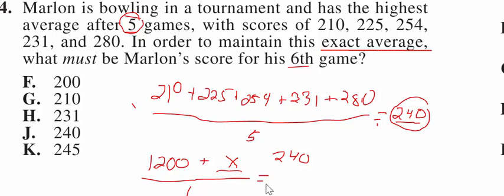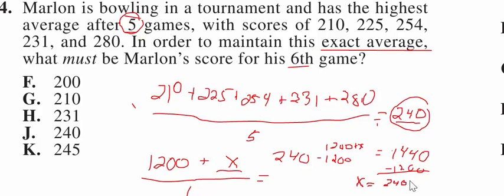Okay, so cross multiplying, running out of room here. Quickly, 240 times 6 is 1440. So then we've got 1200 plus x equals 1440. Subtract 1200 from both sides, which then gives us x equals 240. So either way, the answer is J.